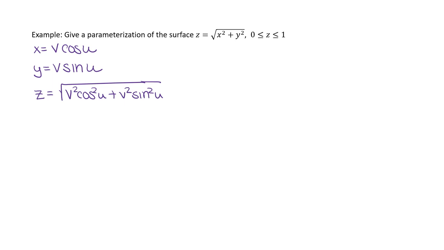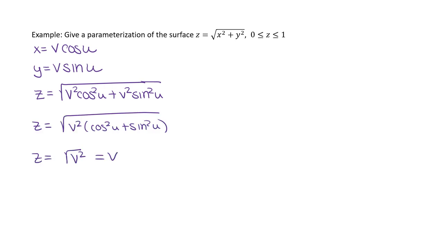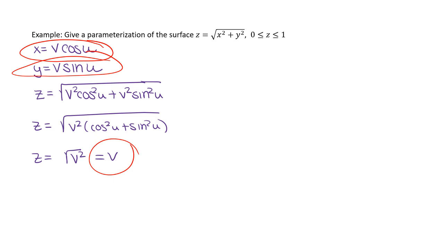So then the z would be the square root of x squared plus y squared, so the square root of v squared cosine squared plus v squared sine squared. We can factor out a v squared. We're left with square root of v squared, and I'm going to say that just equals v. Since my z's are always positive, I don't have to worry about negatives in there. So there's my parametric equations. X is v cosine u, y is v sine u, and then we'll say z is v.